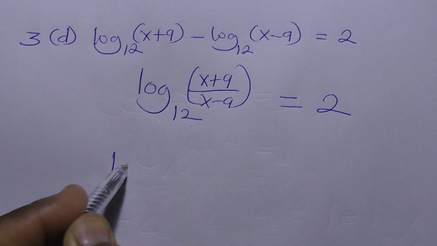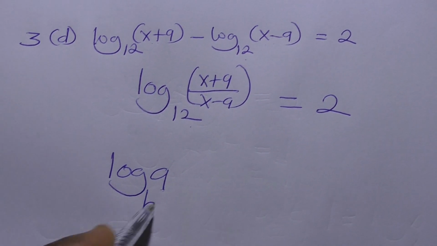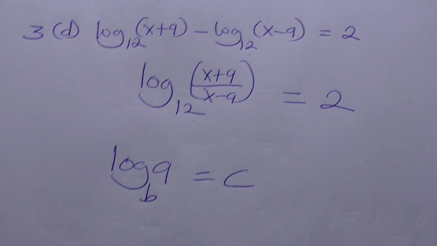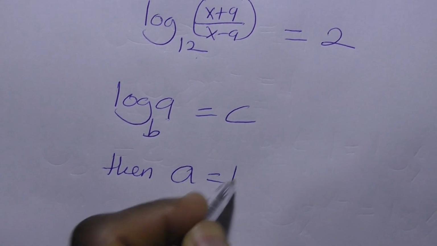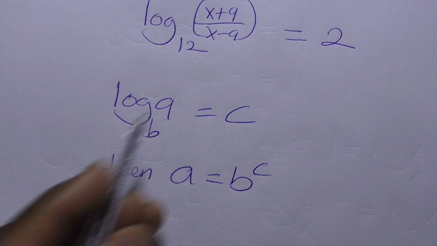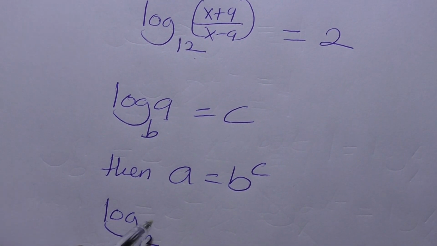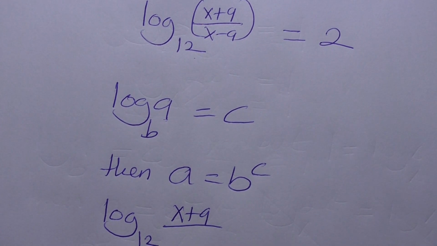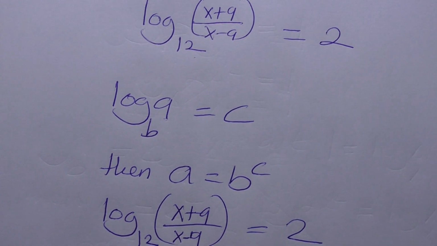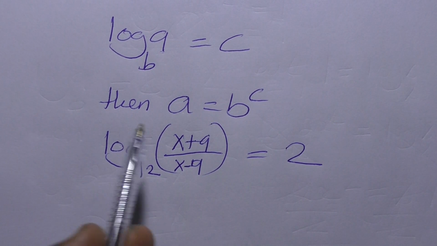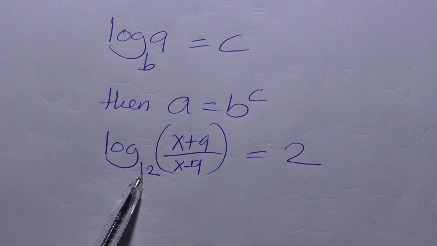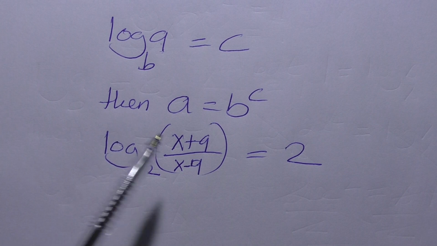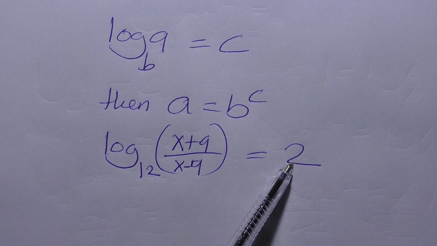So from log A base B equaling to C, then A equals B power C. So if we compare this with our last step, which is log 12 power x plus 9 over x minus 9 equaling to 2, the whole of this bracket is equal to A. Then the base is B, which is 12, and then our C value is 2.